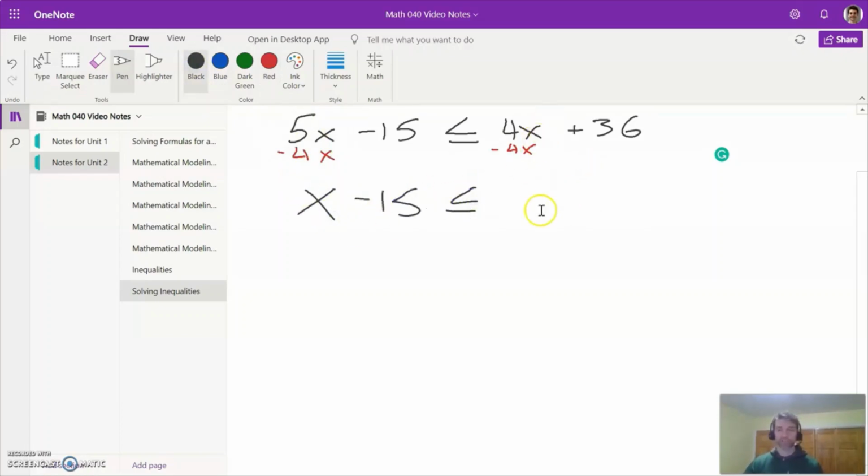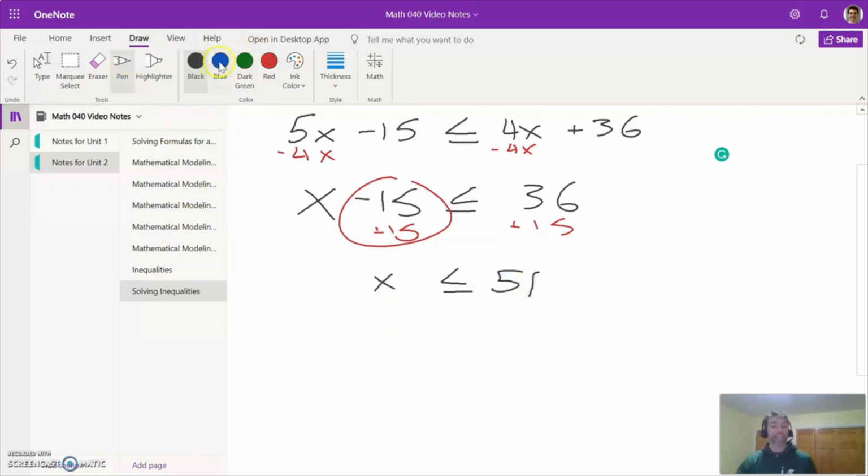And I write the rest of it. Notice how it all works just like an equation would. Now I'm going to add 15 to both sides to cancel out this part. That leaves me with x is less than or equal to 51. There we go. That is our, what we would say is the solution. Okay, x is less than or equal to 51.